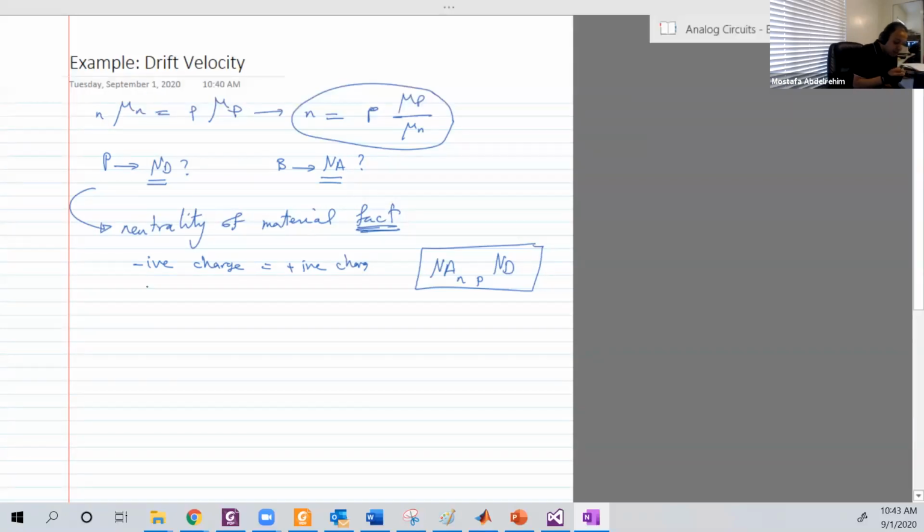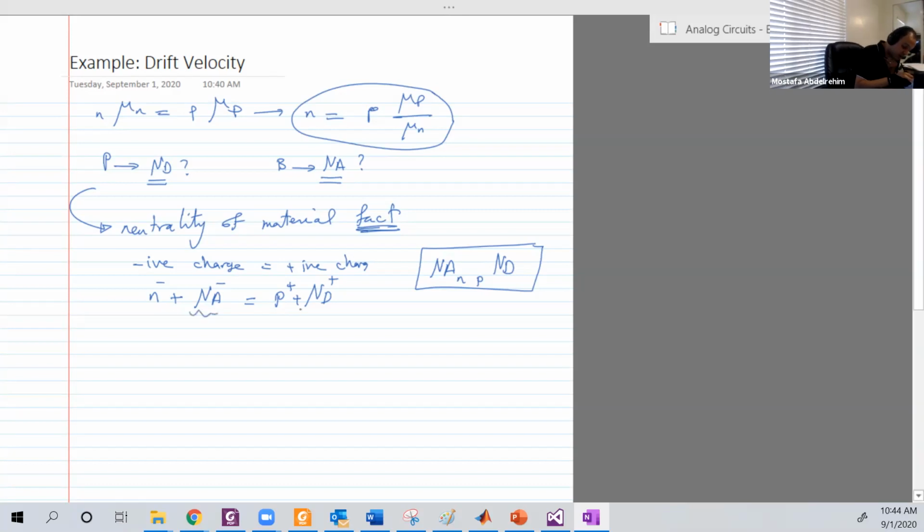Okay. So what are the negative charges we have here? We have N, and remember we have the acceptor atoms. The boron atoms, when they have electrons, become negative ions. And what are the positive charges? We have B, the holes, and we have the donors, because the phosphorus atoms, when they lose electrons, become positive ions. Okay.